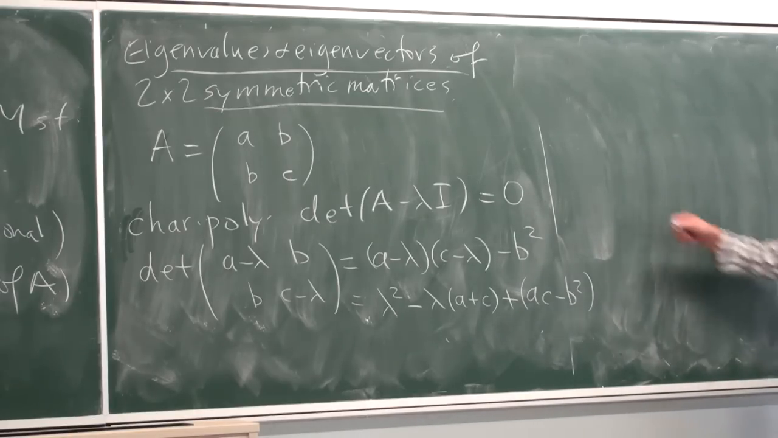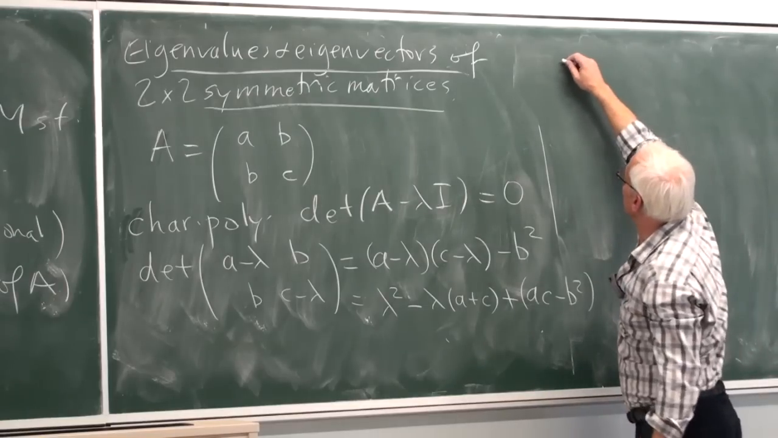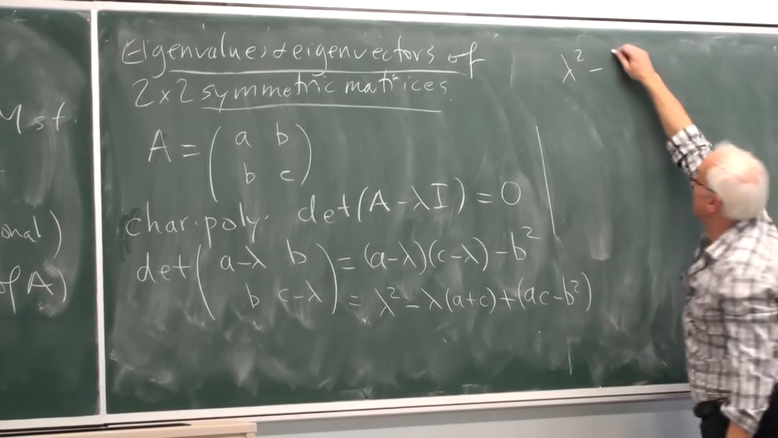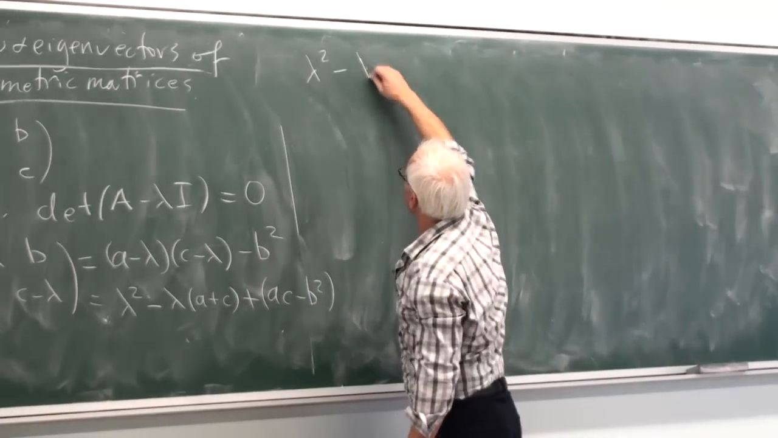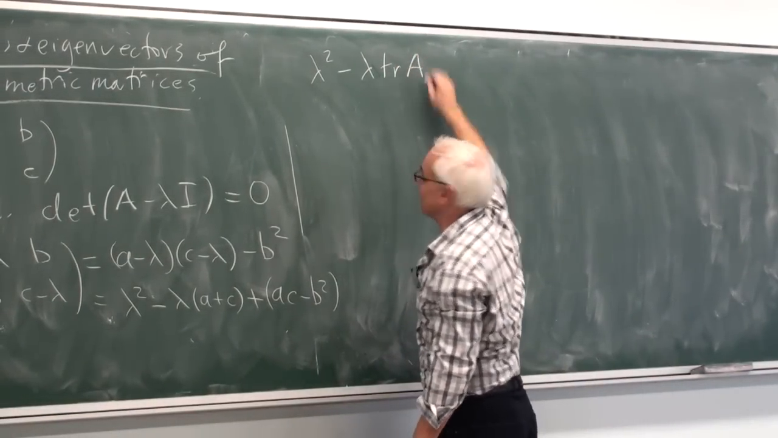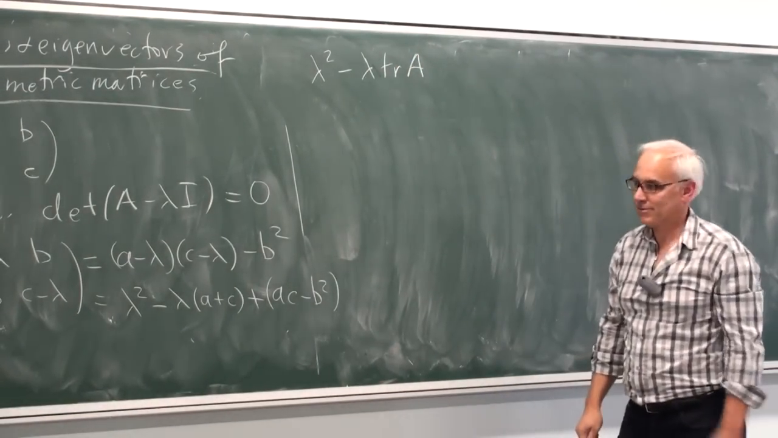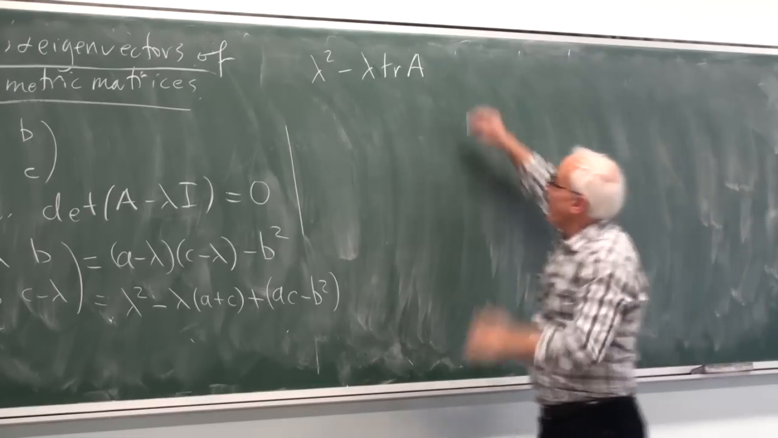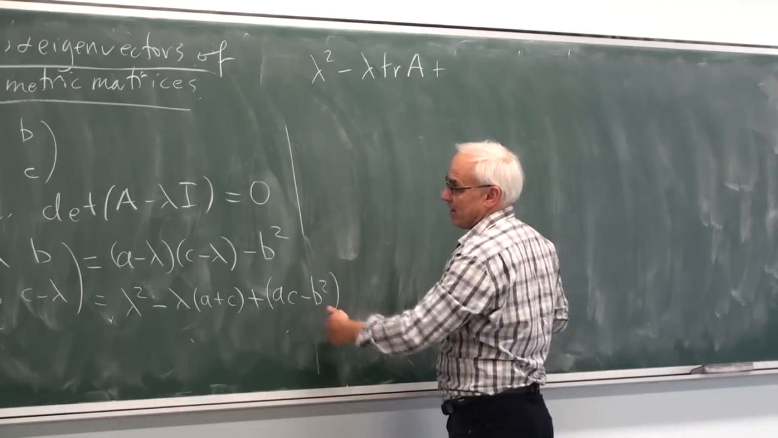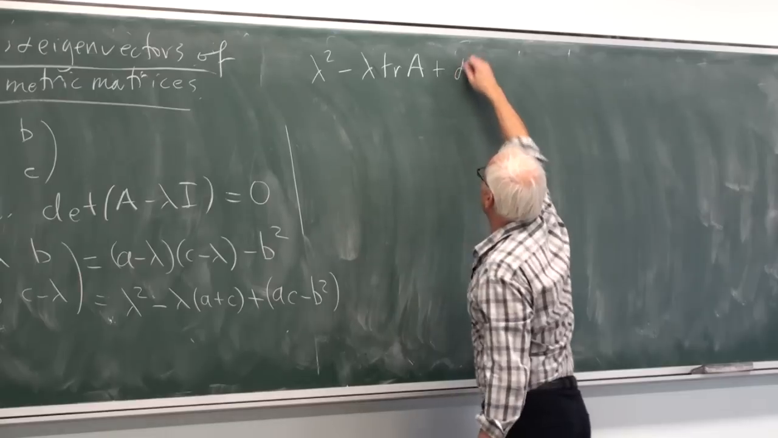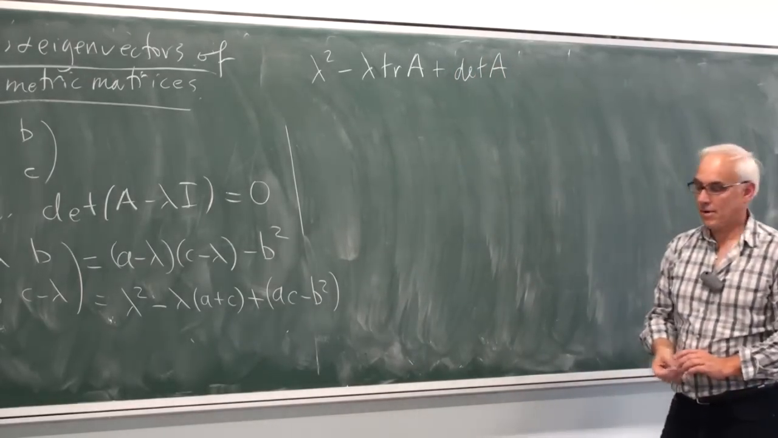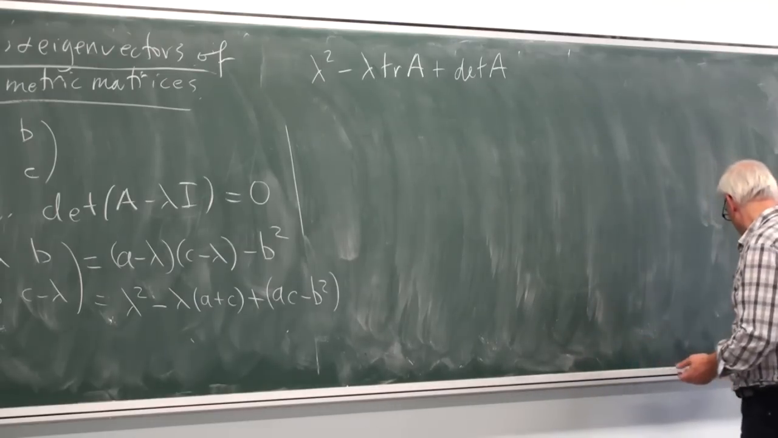Which I hope we all recognize, right? The general situation is it's lambda squared minus lambda times the trace of the matrix. Trace is the sum of the diagonal entries. And plus ac minus b squared is just the determinant of the matrix. That's the characteristic polynomial of a 2x2.